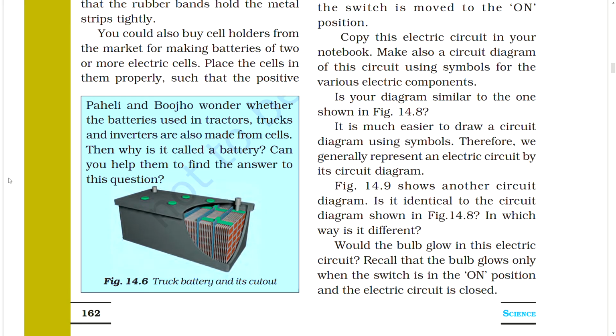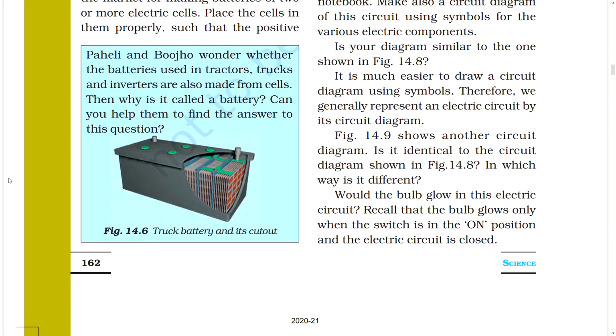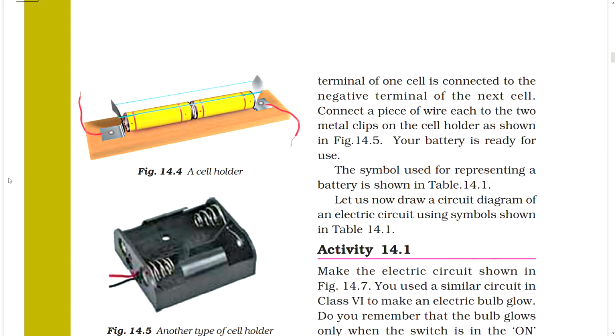Paheli and Bojo wonder whether the batteries used in tractors, trucks and inverters are also made from cells. Then why is it called a battery? Can you help them to find the answer to this question? Truck battery and its cutout. Terminal of one cell is connected to the negative terminal of the next cell. Connect a piece of wire each to the two metal clips on the cell holder as shown in the figure. Your battery is ready for use.